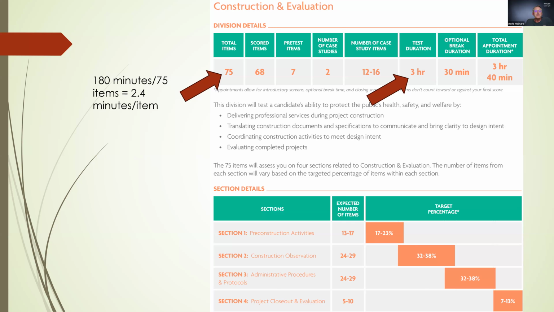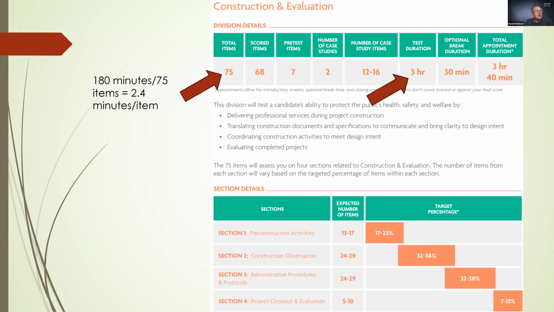So I used a strategy of sorting questions into 3 buckets. The 3 buckets that I used were: I know this question, I know the answer, I'm very confident.